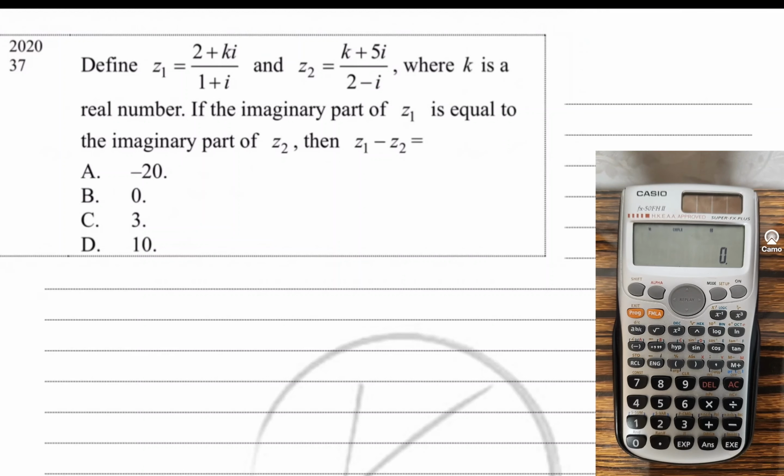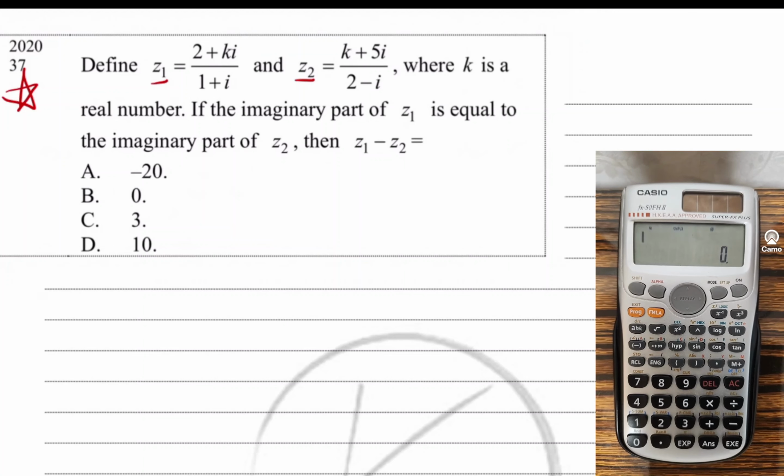2020, question 37. This one, please put a star on it. I think most of you can do it by the normal method, but you probably need 3 minutes to do so. For the normal method, you need to multiply (1 minus i) over (1 minus i) for Z1 and (2 plus i) over (2 plus i) for Z2, and then you get the imaginary part, and set the imaginary parts equal to find k, and then you do the subtraction, which is very long.